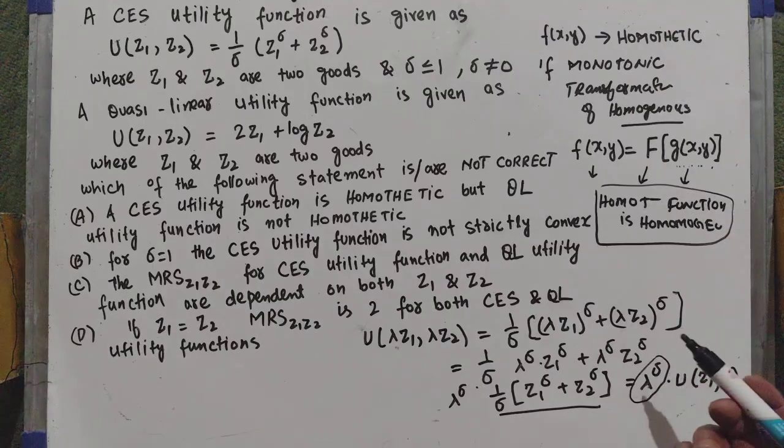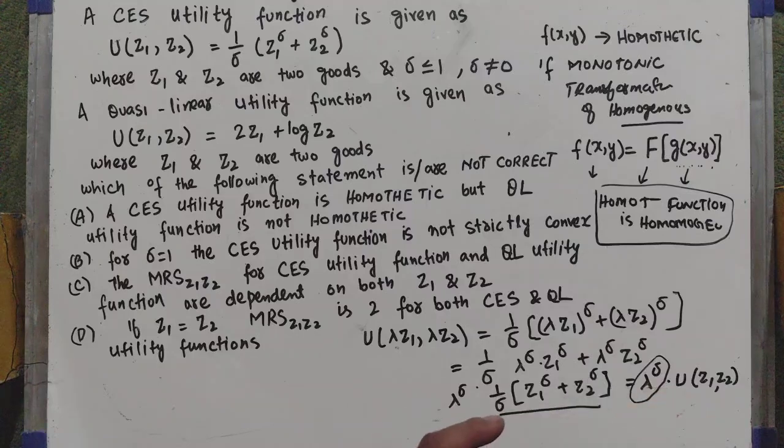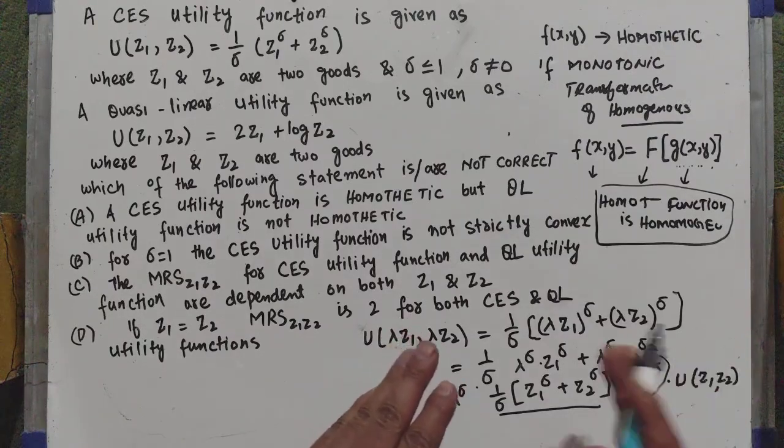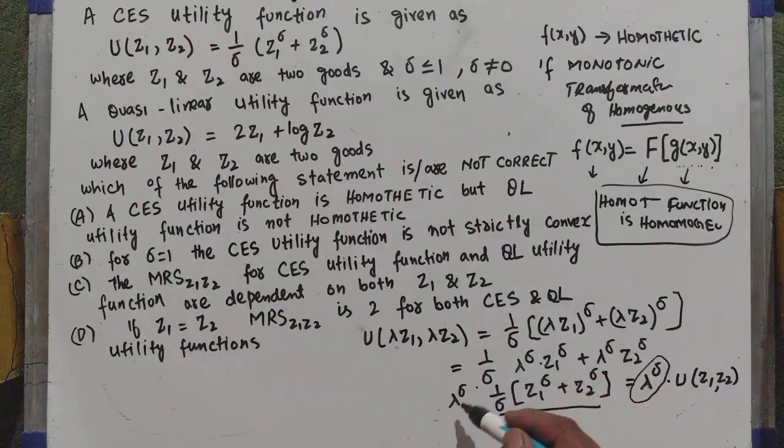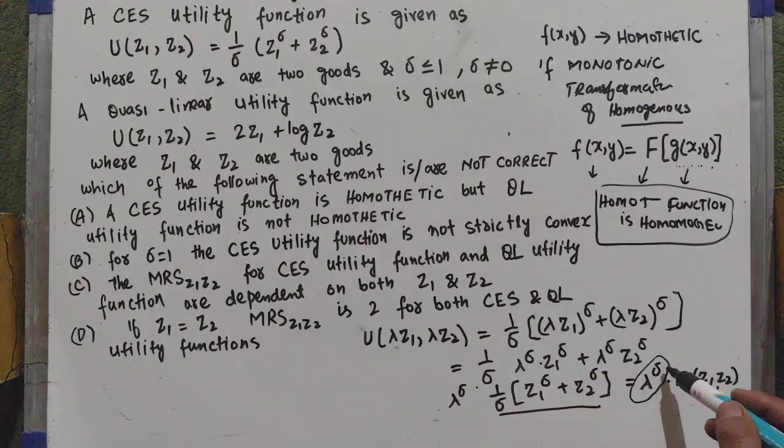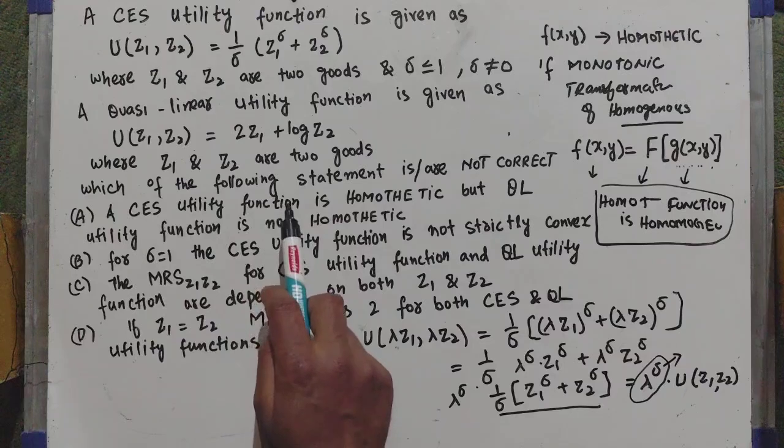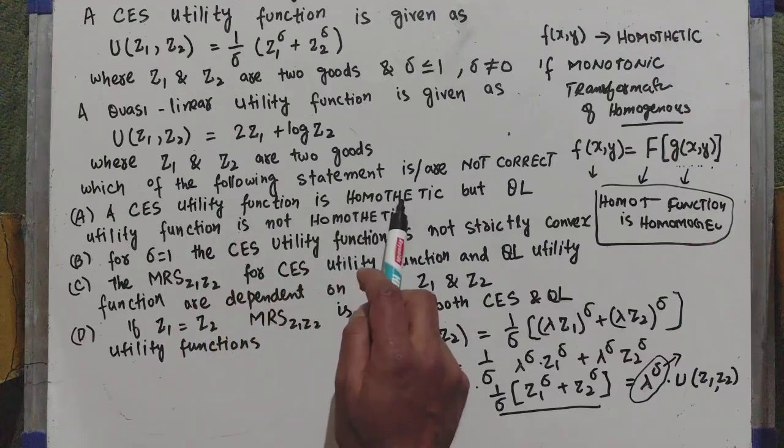I have explained homogeneity also, I don't have the space and time here. So if we are able to take lambda common completely from this function, we say the given function is homogeneous of degree n. Here the degree of homogeneity is delta. So this part is correct. A CES utility function is homothetic.